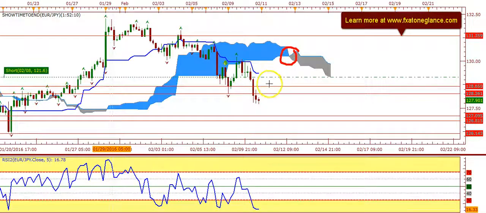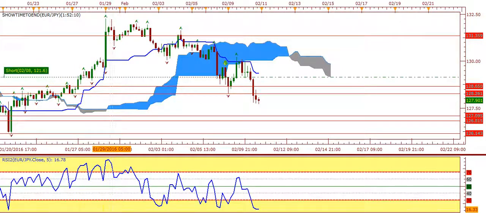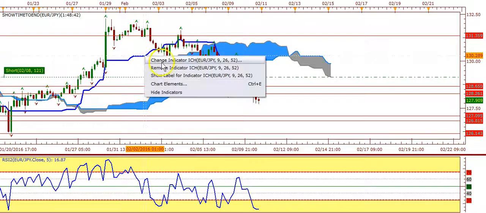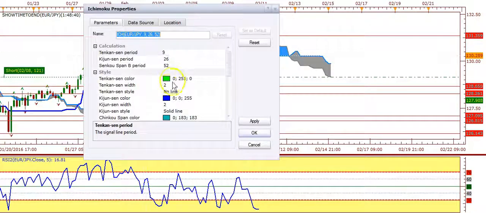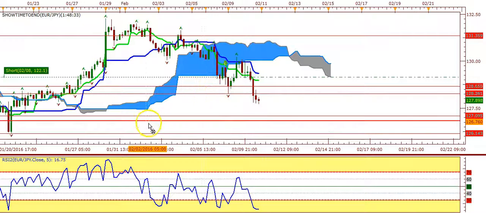I'm going to put this in for a second. I don't have my Tenkan-sen on here, so let me put it on so we can go over some of the things really quickly. All right, so we have our Tenkan-sen on here now. Let's go back over these short rules.